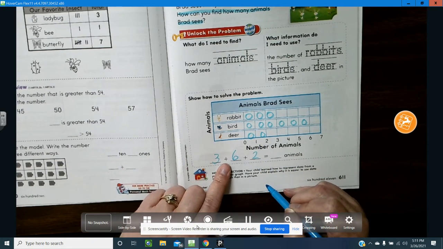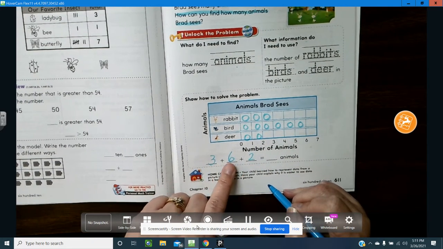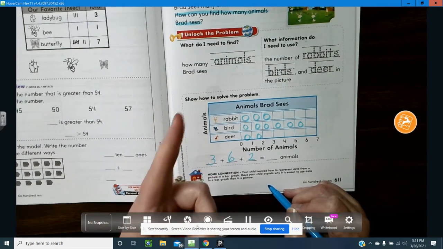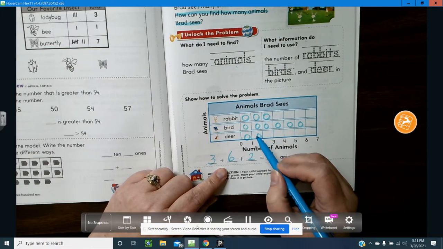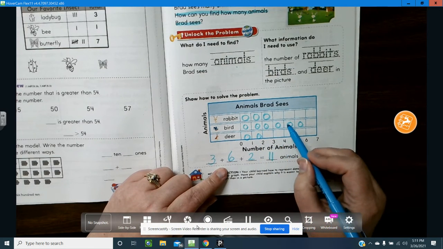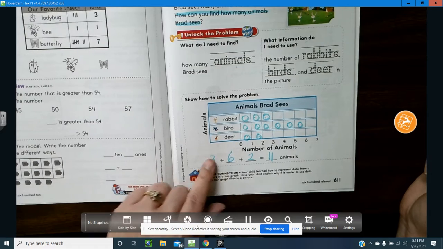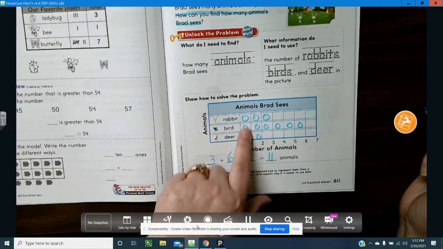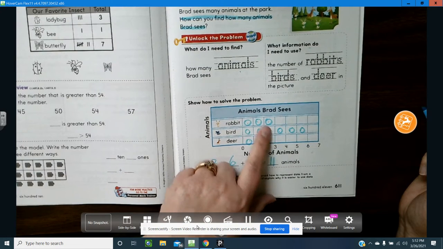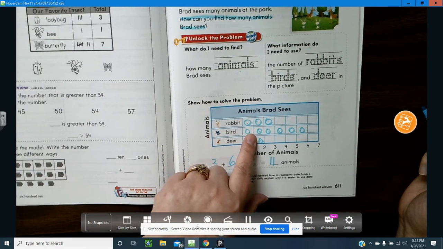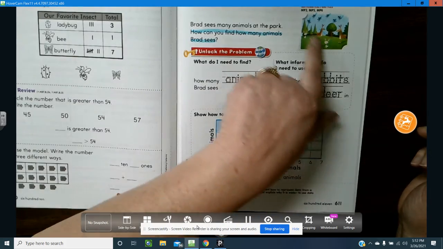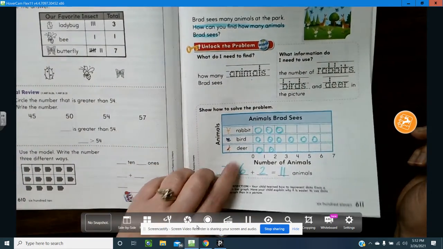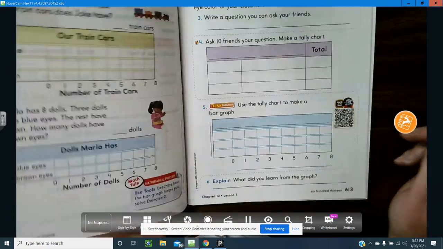So to find out how many altogether, we just add them all together. 6 and 3, 6, 7, 8, 9, and 2 more, 10, 11. We could count 1, 2, 3, 4, 5, 6, 7, 8, 9, 10, 11. But we write it in a number sentence like this. It's easier to get information when you use your data from your chart down here than it is when you're trying to count all over the picture and unscramble it all. It's easier to see it when you have a graph.